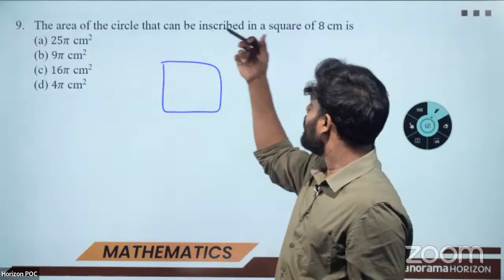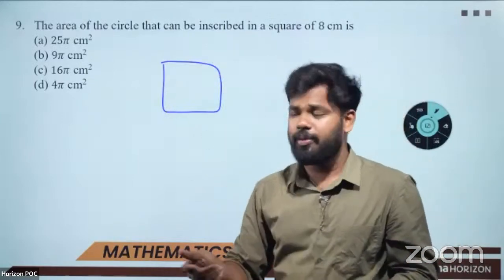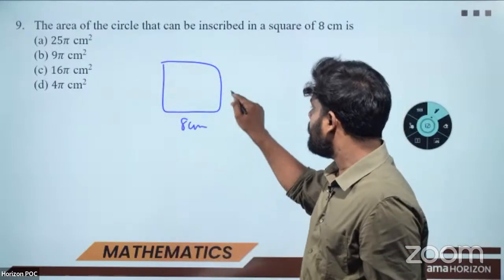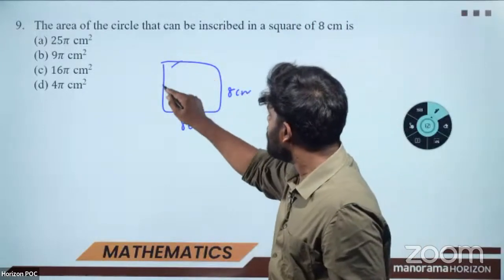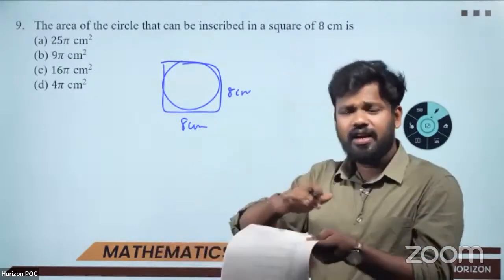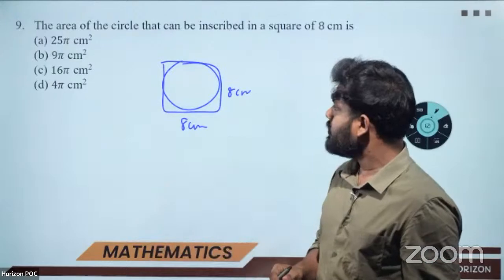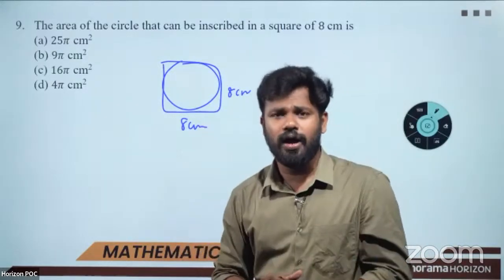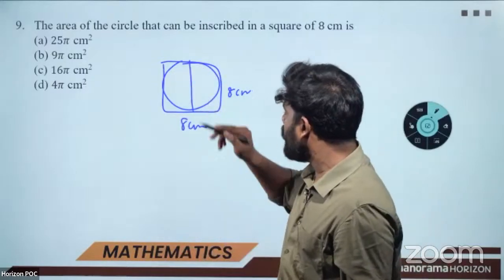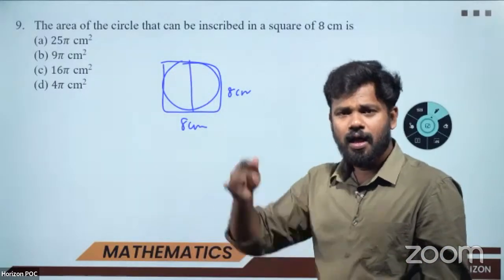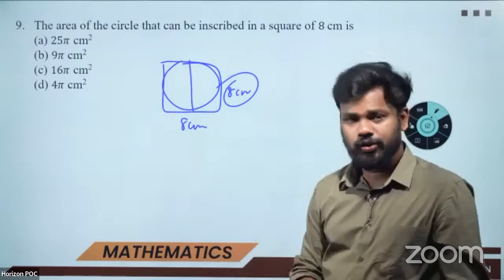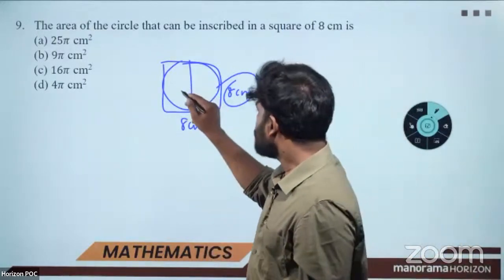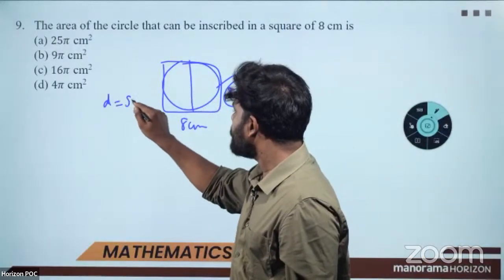The area of a circle that can be inscribed in a square of side 8 centimeters. So I have a square of 8 centimeters, and I need a circle which can fit inside it and which will have the maximum area. So when I have a circle inside that particular square, what happens to the diameter of that circle? The diameter will be exactly the same as 8. No doubt? Yes. So the diameter of that circle will be 8.